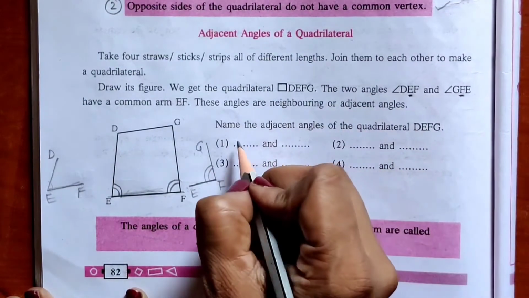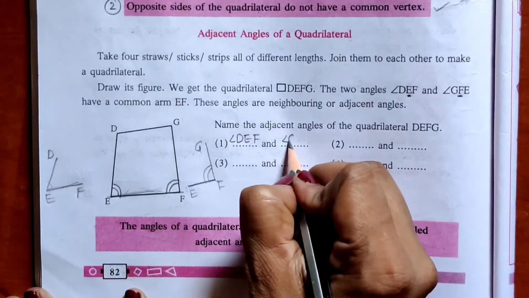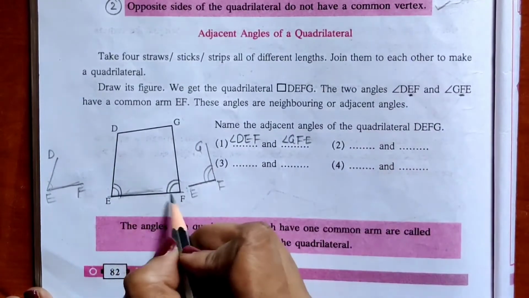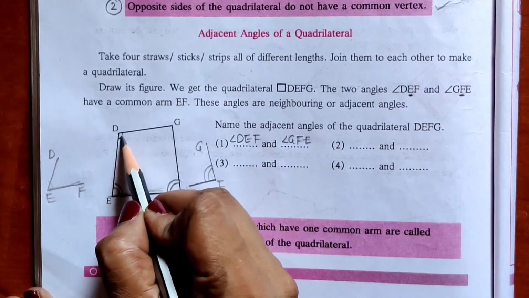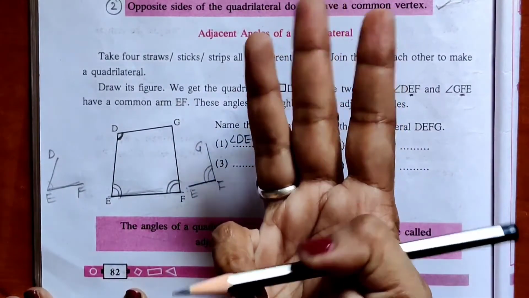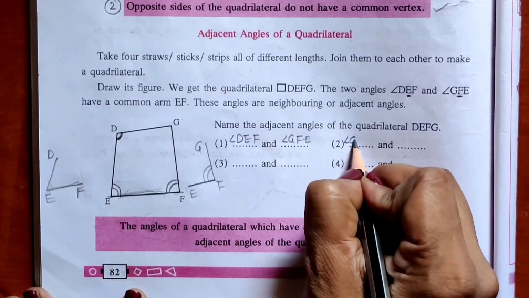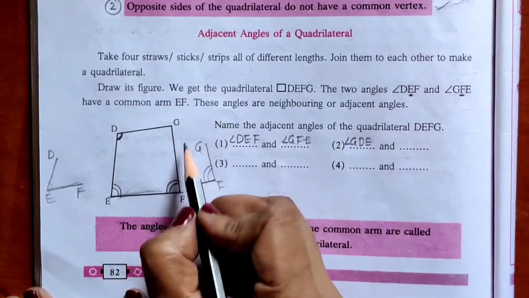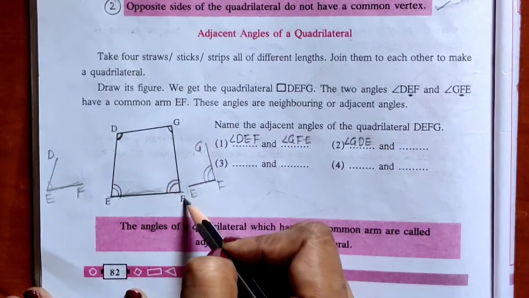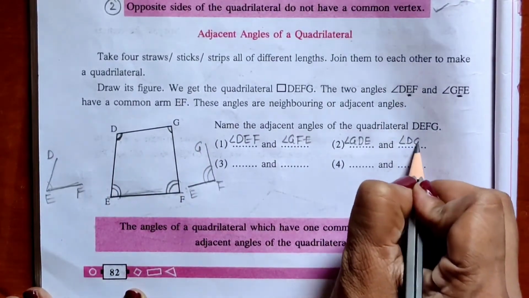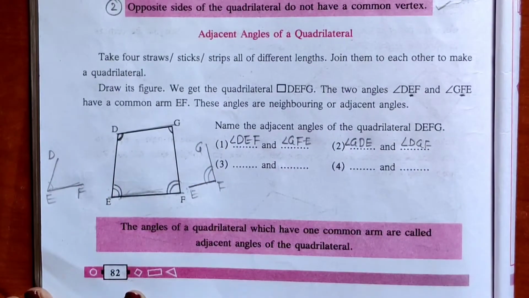So one pair is given to us, angle DEF and angle GFE. That means E and F. Now the second pair we can write is D and G. How to write D using 3 letters? We can write angle GDE. And how to write angle G using 3 letters? Angle DGF. They both have this common arm DG, and that's why they are adjacent angles.